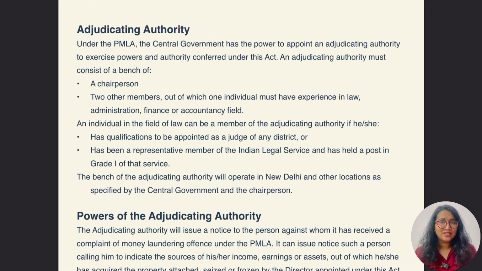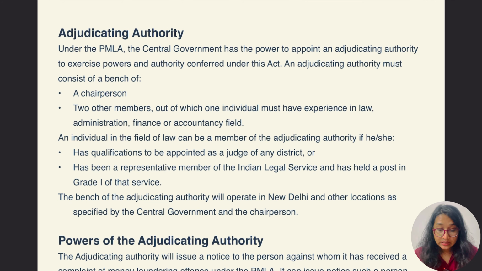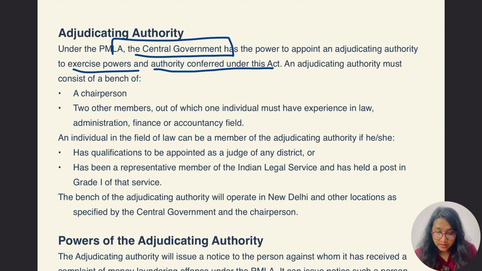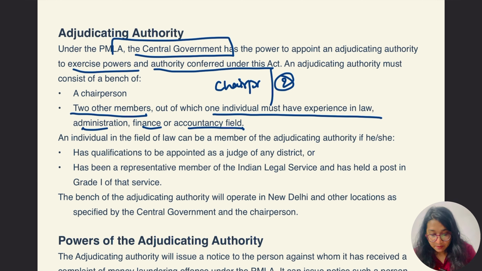What is this adjudicating authority? Under the PMLA, who is going to appoint this authority? The central government has the power to appoint the adjudicating authority. To exercise power and authority conferred under this act, an adjudicating authority must consist of a chairperson and two other members, out of whom one individual must have experience in law, administration, finance, and accountancy field. So can I write here first person, chairperson? Apart from the chairperson, two other members, among whom at least one should have experience related to law, administration, finance, and accountancy field.